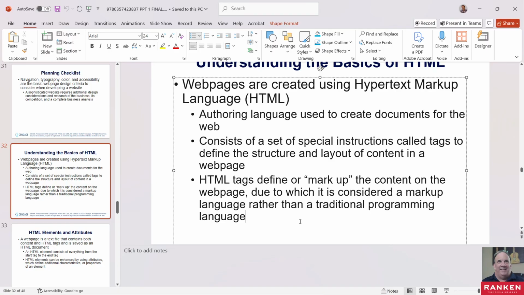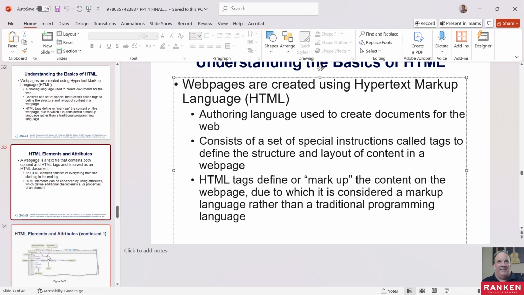Okay, markup languages. HTML is considered a markup language. There's a bunch of those as well, but for the most part, XML is probably the next most popular one, which stands for Extensible Markup Language. But HTML is what we use to build web pages, and yes, it's considered a markup language.